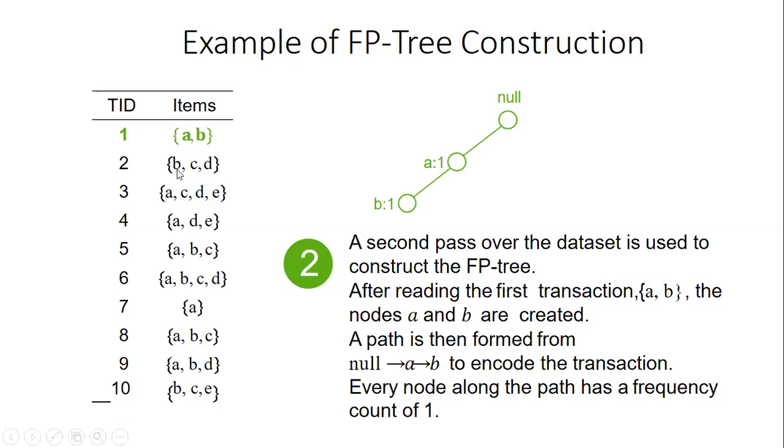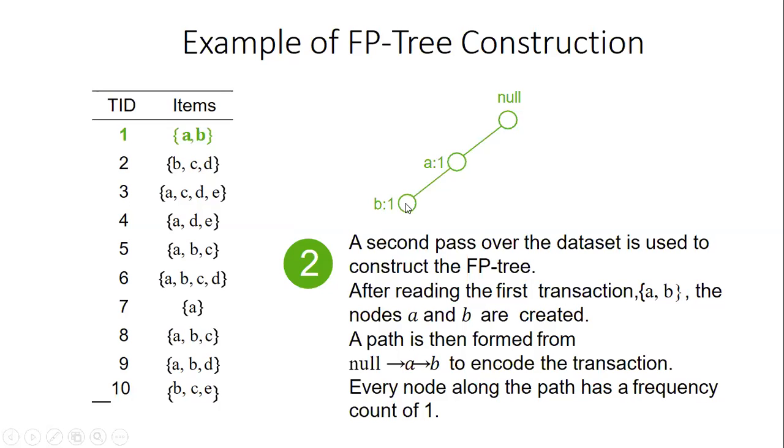So what will we do in the next transaction? We scan the second transaction. We pass over the second transaction. Here A is already there, and the root node is directly connected to A. But in this transaction, the customer has not purchased A at all. So then we cannot continue here.